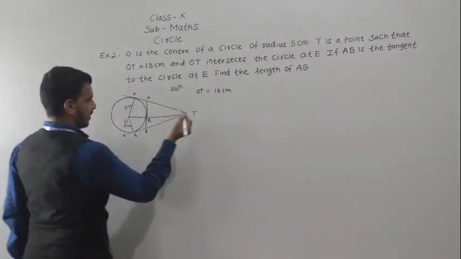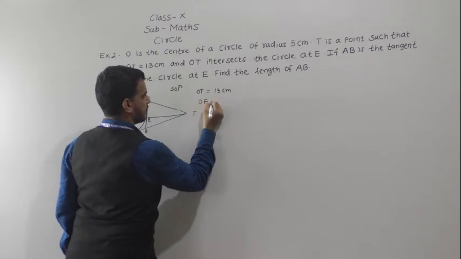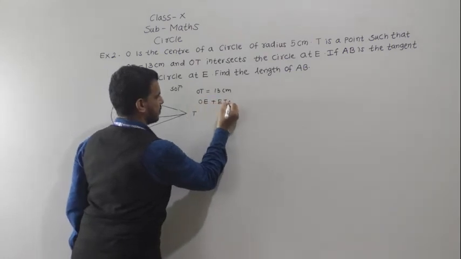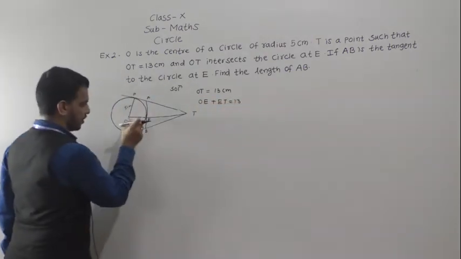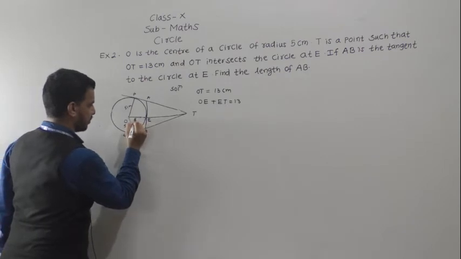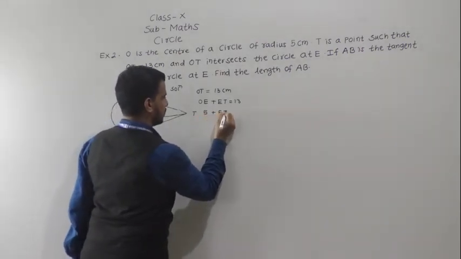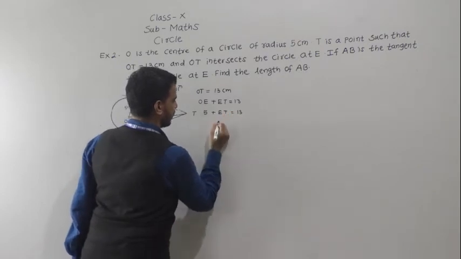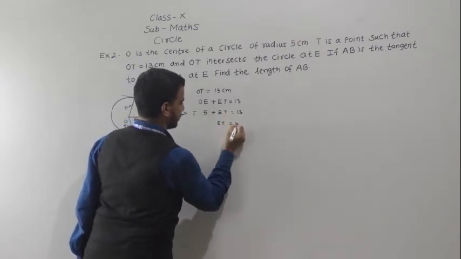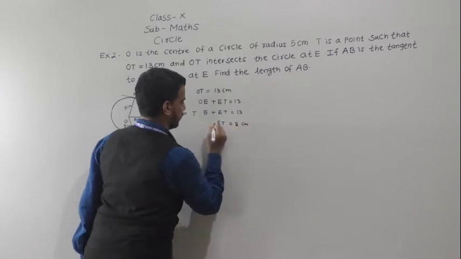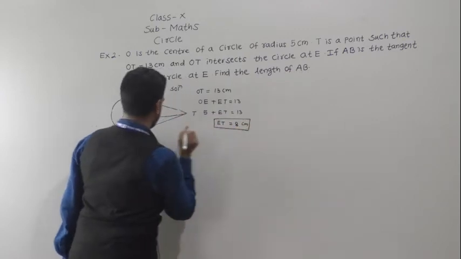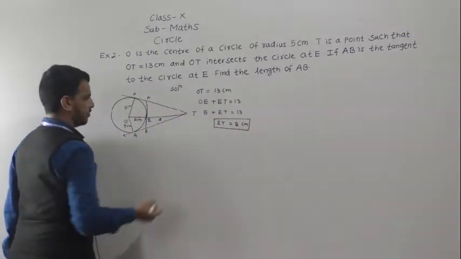OT, we will get OE plus ET is equal to 13. OE is the radius, so OE is equal to 5 cm. So 5 plus ET is equal to 13. So ET is equal to 8 cm, 13 minus 5. Okay, so this ET we will get 8 cm.